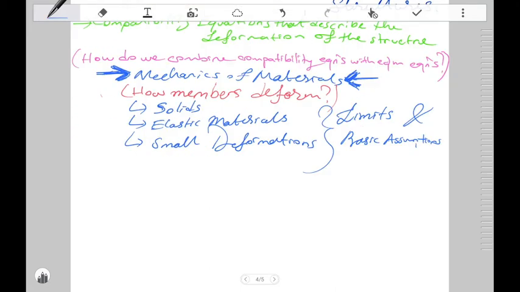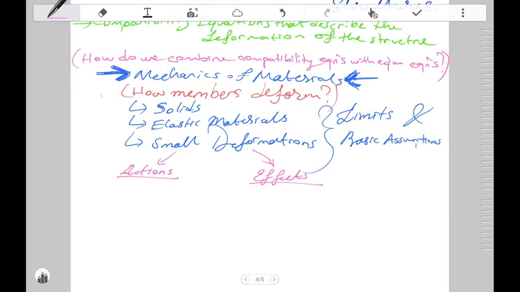And we try to relate deformation with internal forces, but of course, mechanics of materials is a very wide topic. We are limited. We say that we're only looking at solids, only elastic material, and we assume small deformations. These are the limits and basic assumptions of our discussions in mechanics of materials.